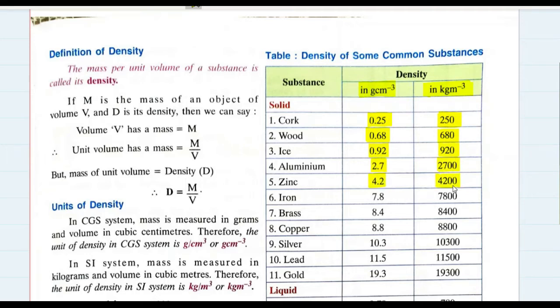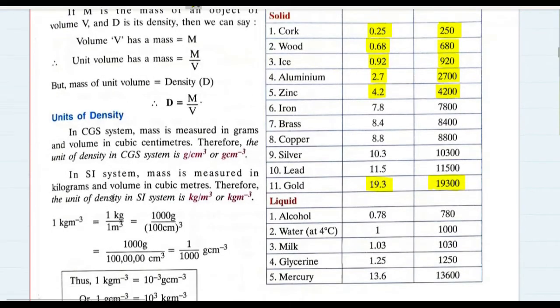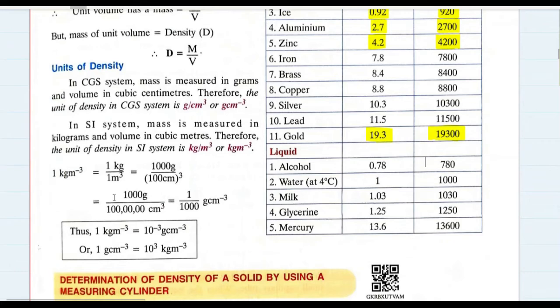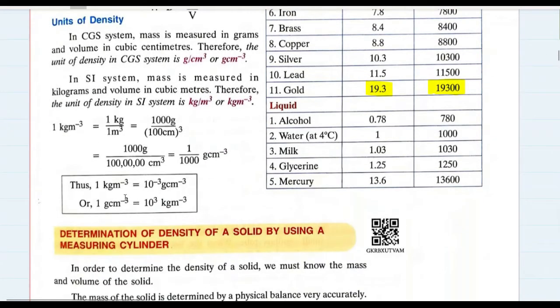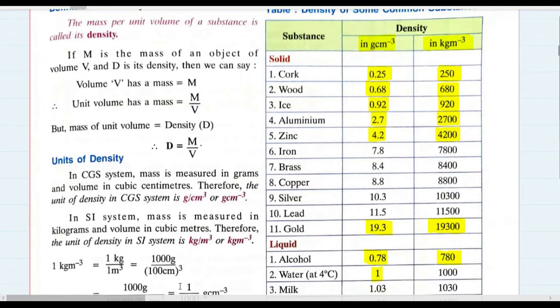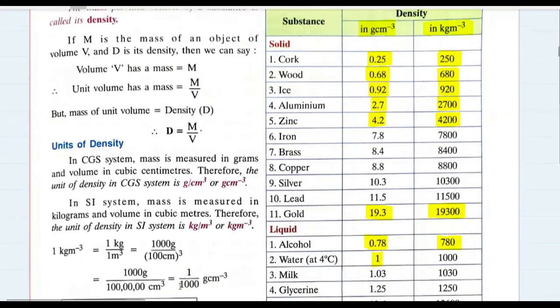Aluminium, zinc. See, the density is increasing. So metals generally have more density. Gold has the highest density in metals, 19.3 gram per centimeter cube or 19,300 kg per meter cube. Liquid. Alcohol has a density of 0.78 gram per centimeter cube or 780 kg per meter cube. Water has a density of 1 at 4 degrees Celsius. 1 means 1 gram per centimeter cube or 1000 kg per meter cube.